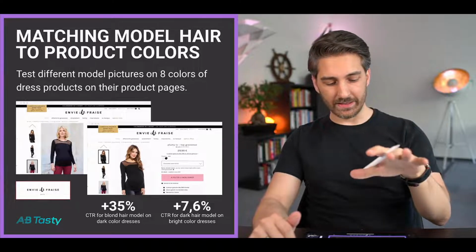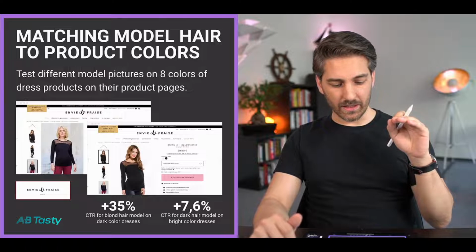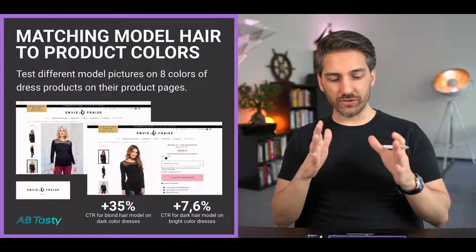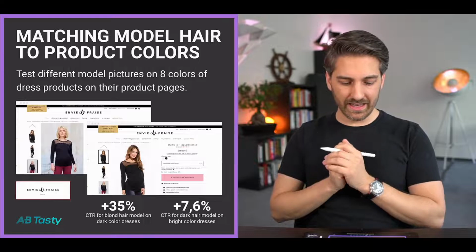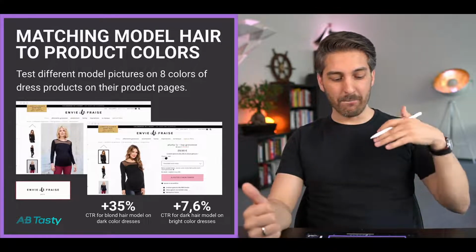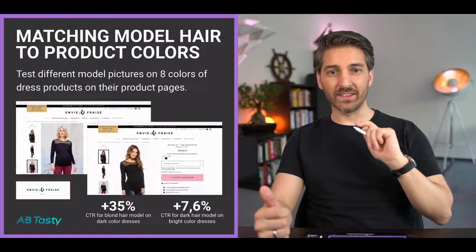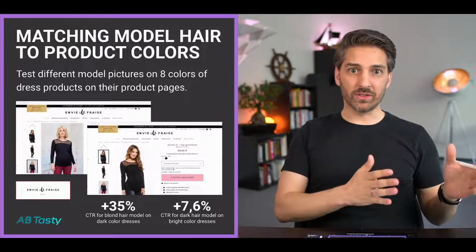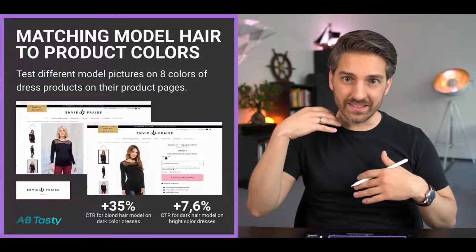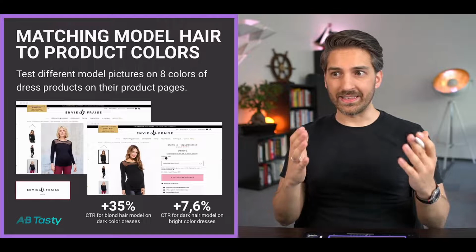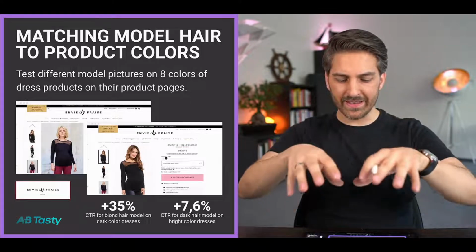This is a really interesting case that our sponsor A/B Tasty got us. In this case, they tested for a fashion store 8 different pictures, colors of dresses with blonde and brunette or darker haired models. And what they found out is that the blonde haired model worked 35% better in terms of click-through rate, what people click in the shop, if they were wearing dark colored dresses. And if we put a more dark haired model into lighter colored dresses, the click-through rate went up 7.6%.